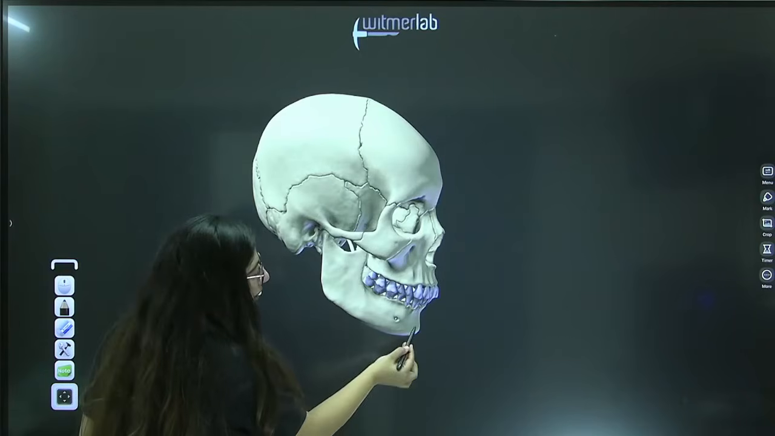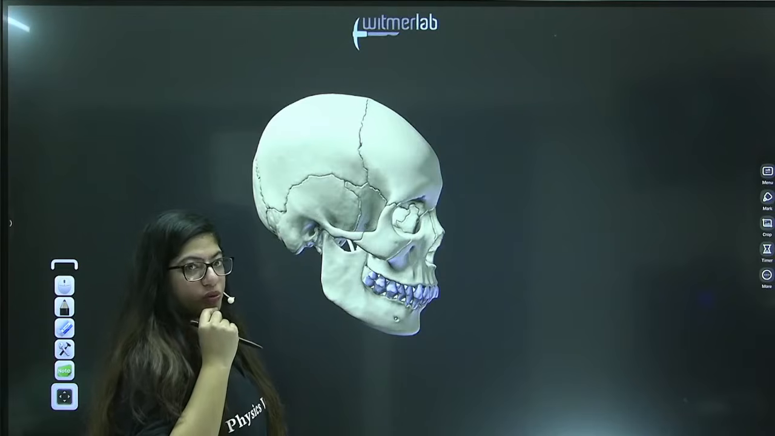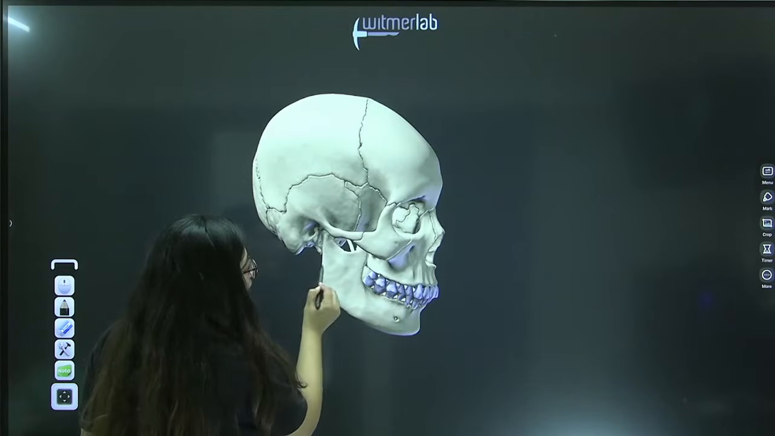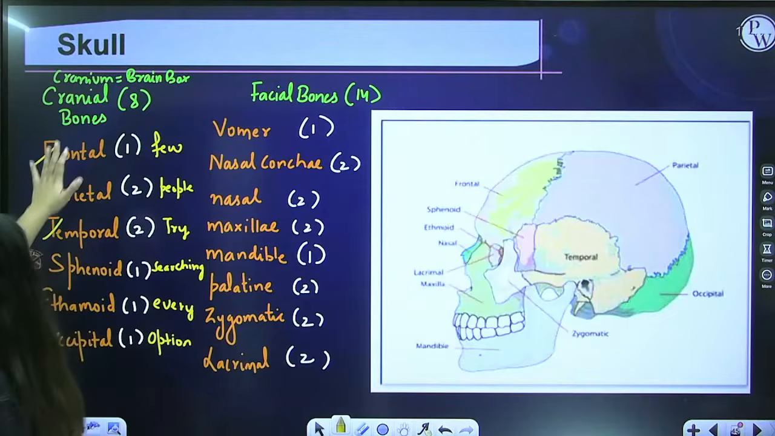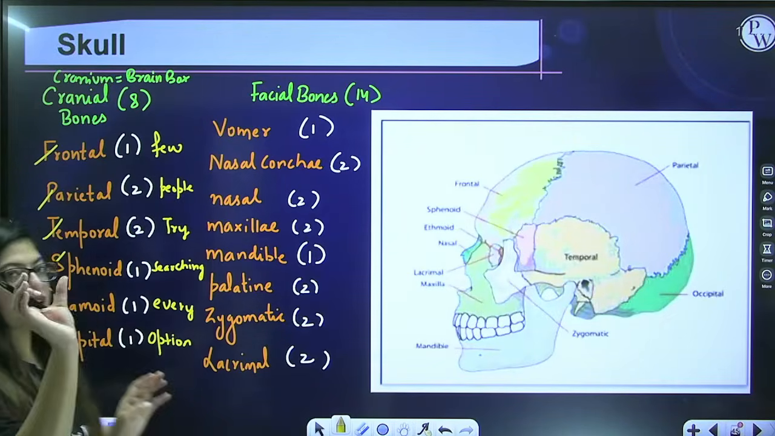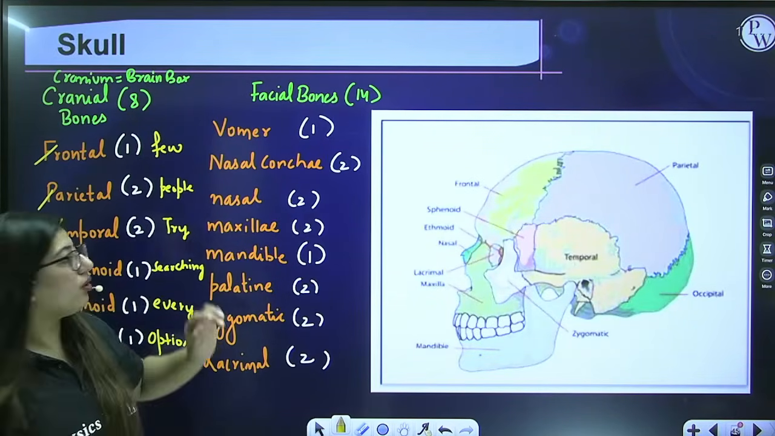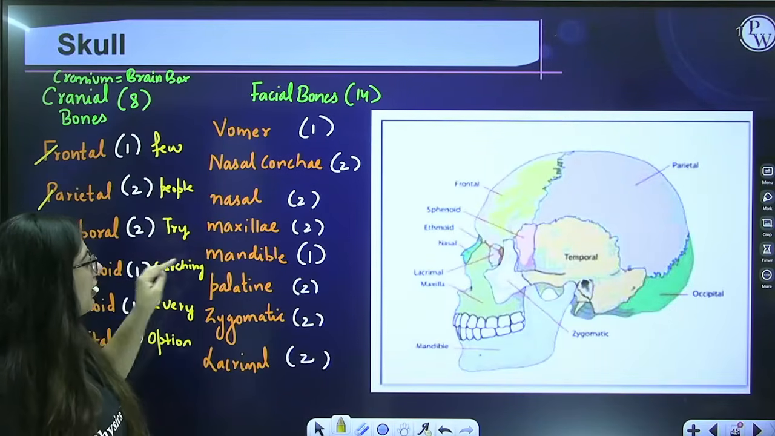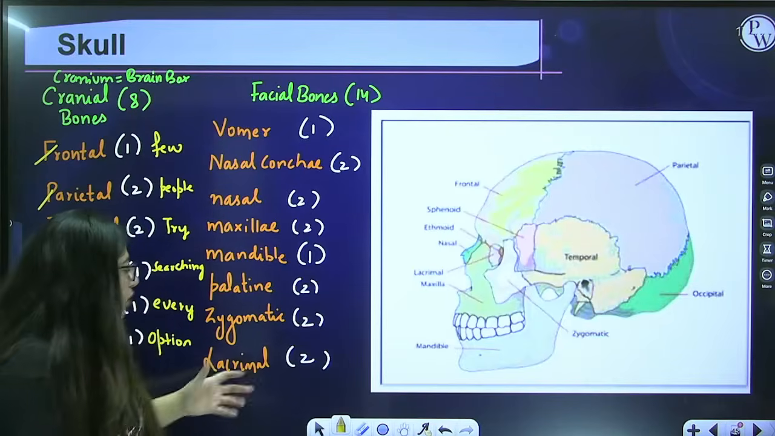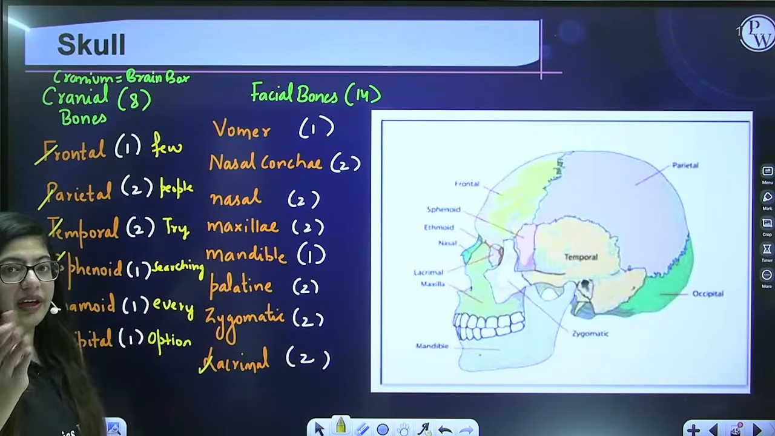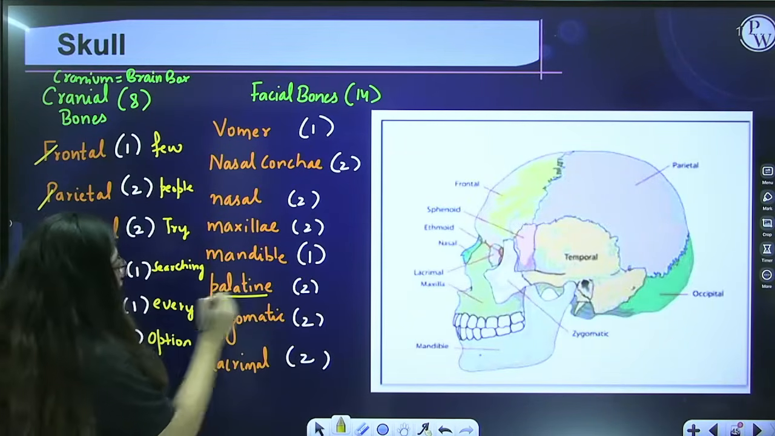This one is mandible, the single bone, and it moves. It's the only bone that moves in the skull. This is maxilla, which forms the upper jaw. So I think all these bones are clear. Sphenoid is present just in the center, and below that is present ethmoid. Now, vomer, nasal concha, nasal, maxillae, mandible, palatine, zygomatic, lacrimal, all these bones form your face. Zygomatic forms the cheek. Palatine, where is palatine?